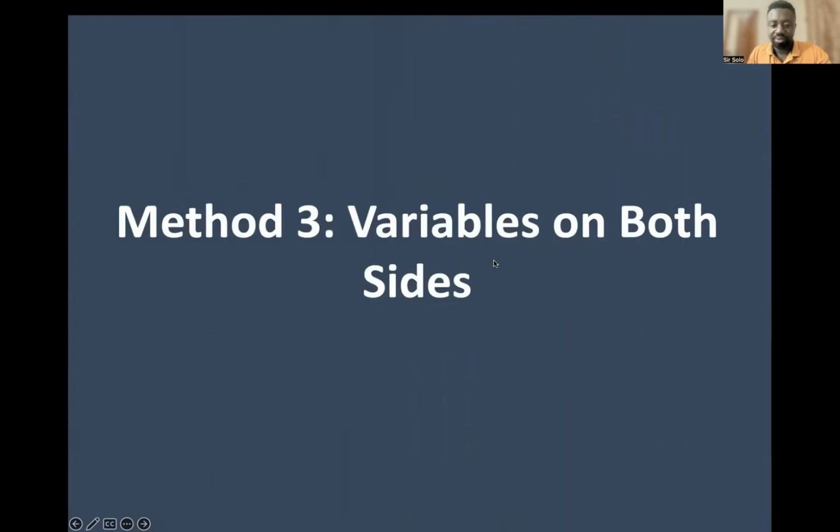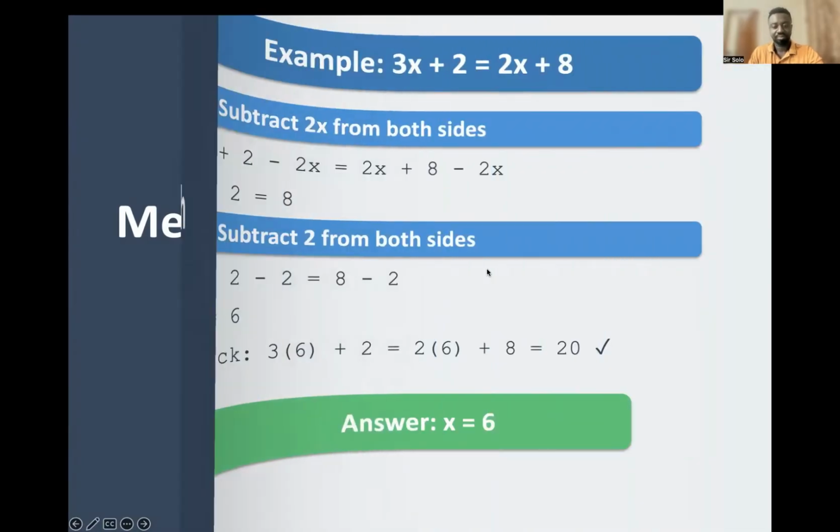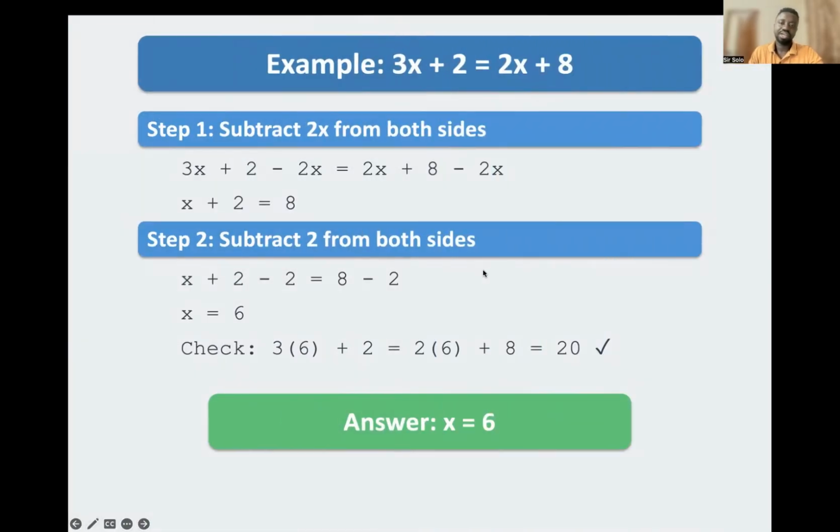Now let's move on to variables on both sides. So I'm going to say we solve linear equations that have a variable on the left and a variable on the right. Let's see how you go about that. So you have 3x plus 2 is equal to 2x plus 8. How do we solve this?